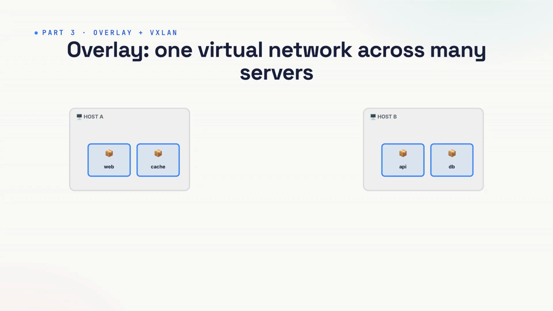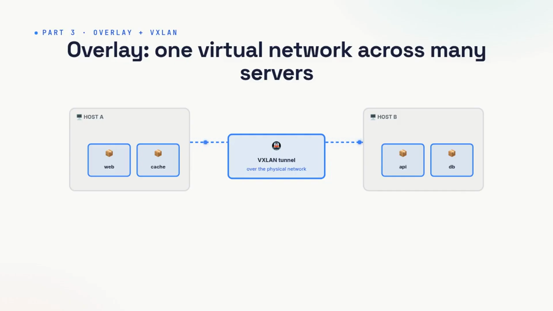The overlay driver builds a tunnel between the hosts using a technique called VXLAN. When a container on host A sends a packet to a container on host B, Docker wraps that packet inside a normal network packet, encapsulates it, ships it across the real network between the machines, and unwraps it on the other side. The magic is that all four containers now share one virtual subnet, say 10.0.0.0/24, even though they live on different physical servers. To your applications, they look like neighbors plugged into the very same switch.